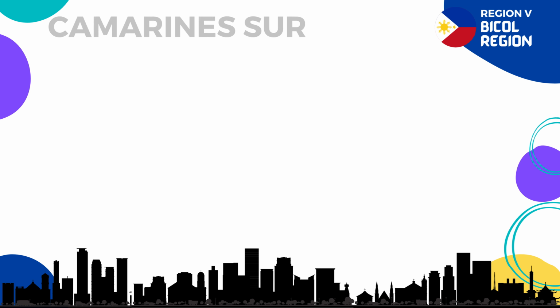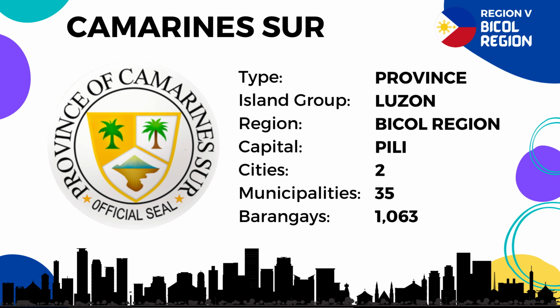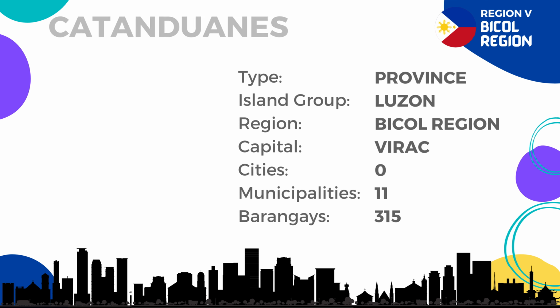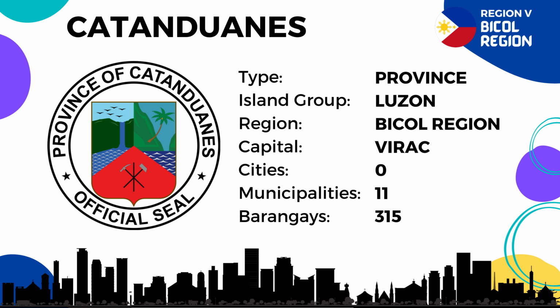For the province of Camarines Sur, the provincial center or the provincial capital is Pili. It is composed of 2 cities, 35 municipalities, and 1,063 barangays. For the province of Catanduanes, the provincial center or the provincial capital is Virac. It is composed of 0 cities, 11 municipalities, and 315 barangays.